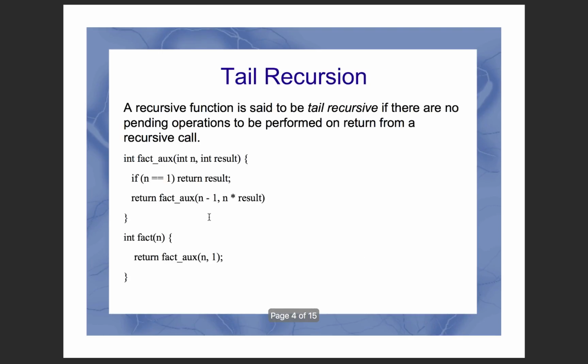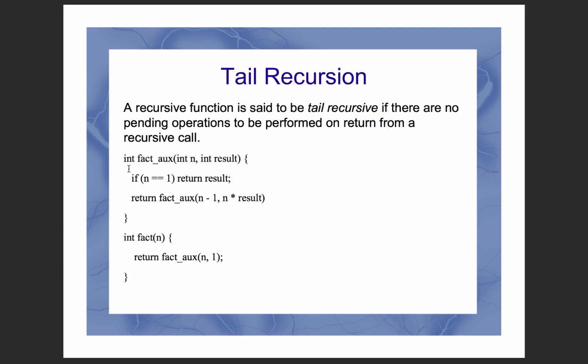So let's see one example. This is the definition: a recursive function is said to be tail recursive if there are no pending operations to be performed on return from a recursive call. For example, this one is tail recursive because there are no pending operations.